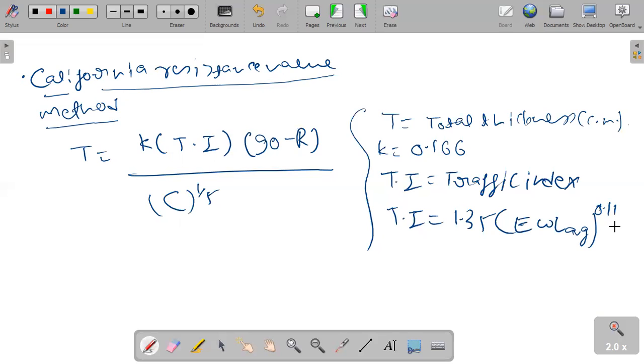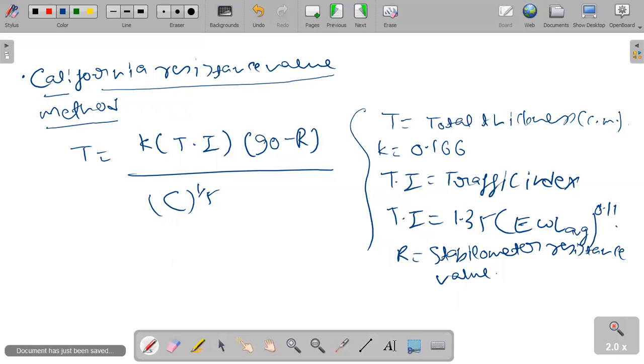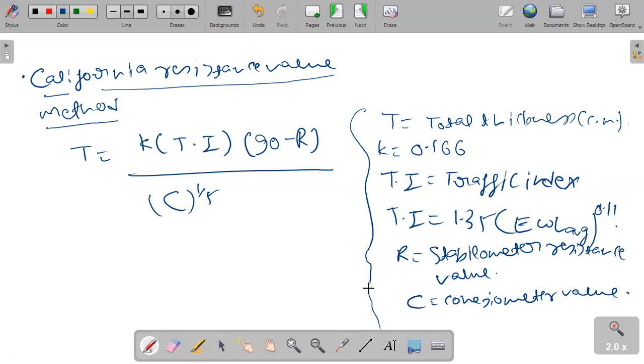And R is stabilometer resistance value, and C is cohesiometer value. So do remember this formula.